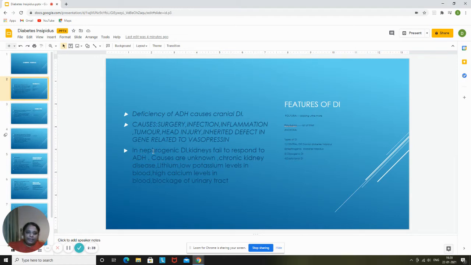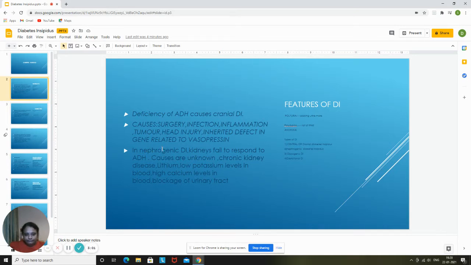Then in a patient of diabetes insipidus, there will be polydipsia also, meaning the patient will have a lot of thirst because a lot of water is being lost in urine. There is dehydration. They'll have more thirst sensation and the patient will not feel like having food, that is anorexia. These three features are seen in case of diabetes insipidus.